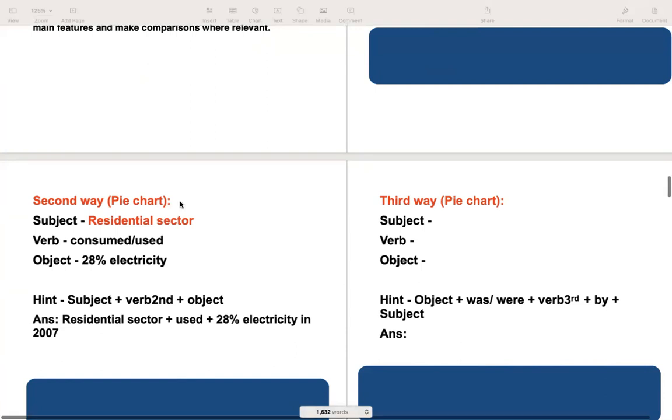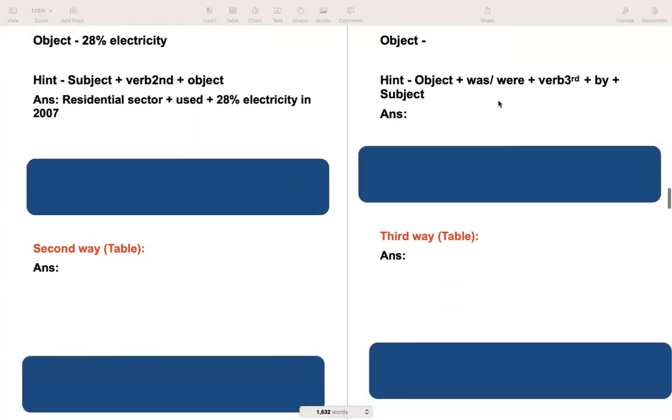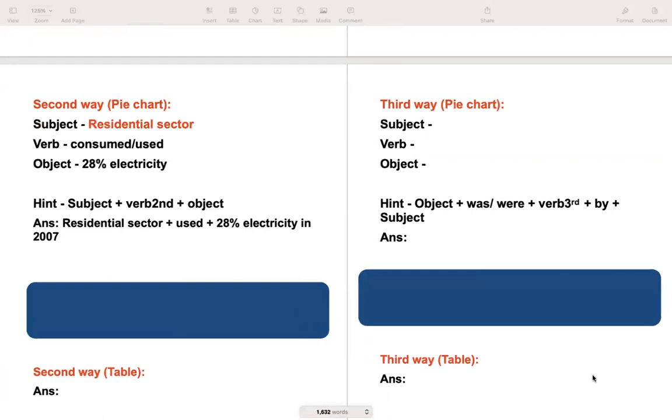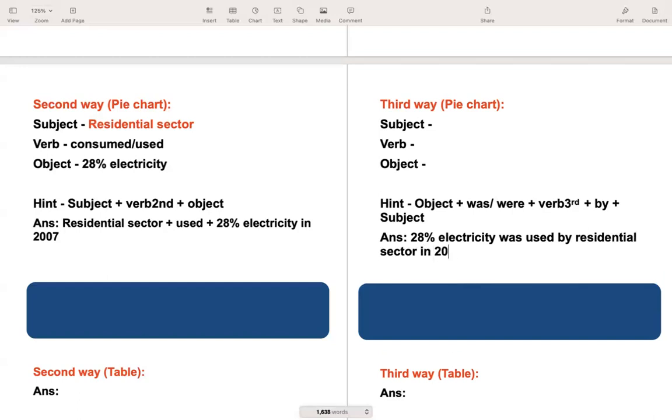Okay. Let's go next. Make the passive also now. So keep the same subject, verb, object. Make the passive. What's the object? Write the object first. 28% electricity. That's the object, right? Then "was consumed by" the residential sector, in 2007. That's it. So let's check the answer.